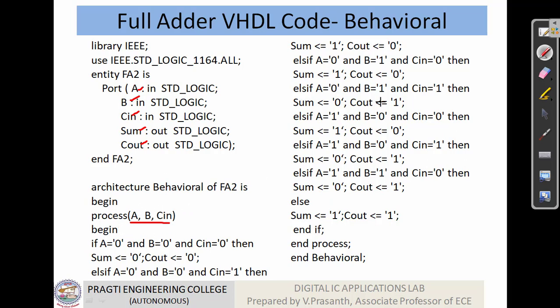Now here you can see whatever we have in the truth table, the same thing we have replaced. So A is equal to 0, B is equal to 0, sum is equal to 0, carry is equal to 0. A is 0, B is 0, C in is 1, sum is 1, carry is 0. A is 0, B is 1, sum is 0. Likewise, we have written the code.